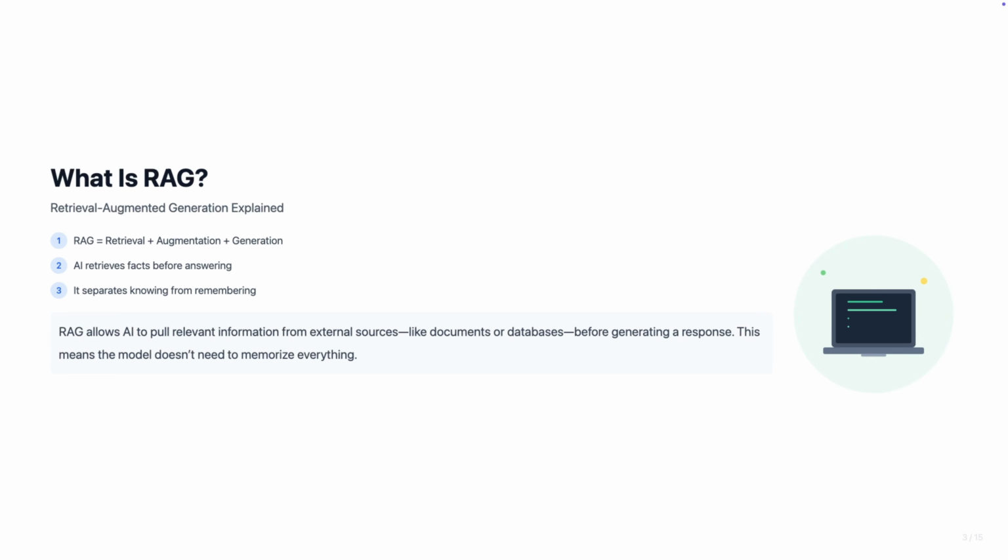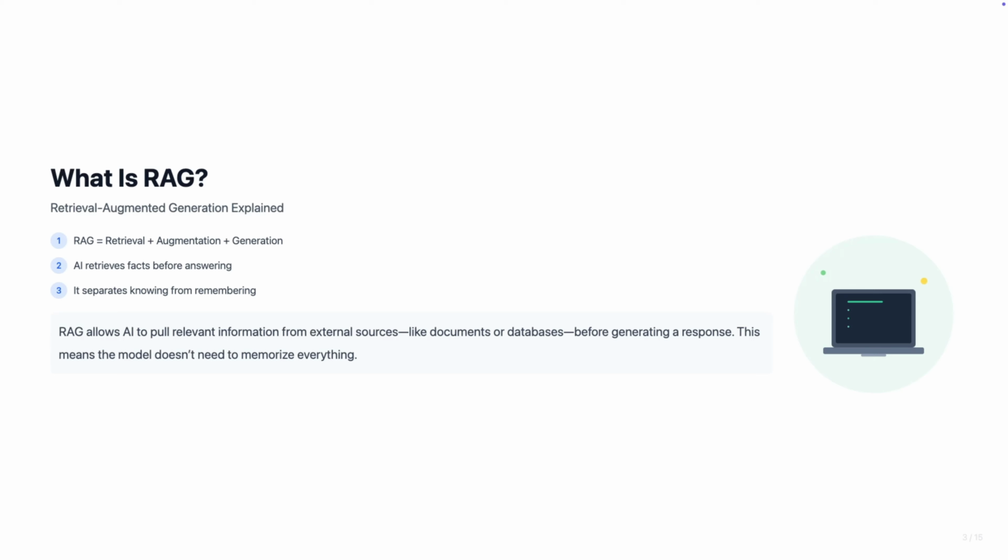The AI doesn't store all possible facts in its brain. Instead, it knows how to look them up. For example, imagine someone asks, "Can I work remotely on Fridays?" A regular AI might guess based on general knowledge. But a RAG-powered system searches internal company policies first, finds the actual rule, and then answers accurately.